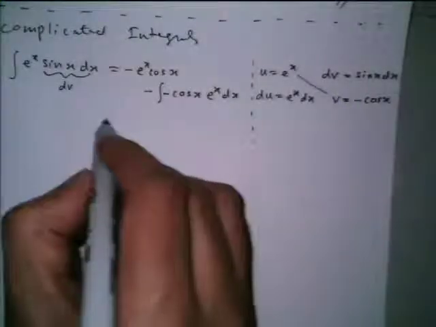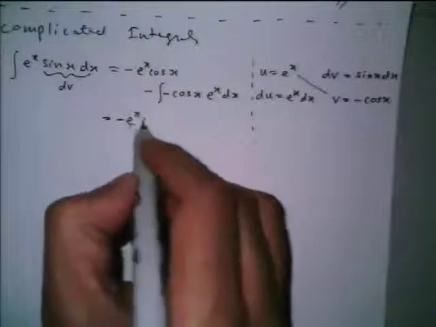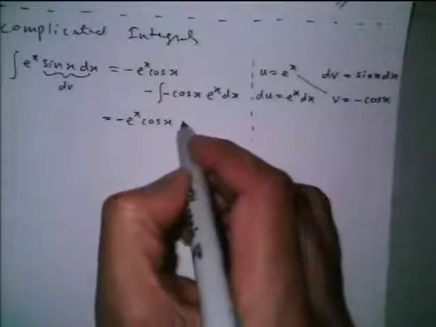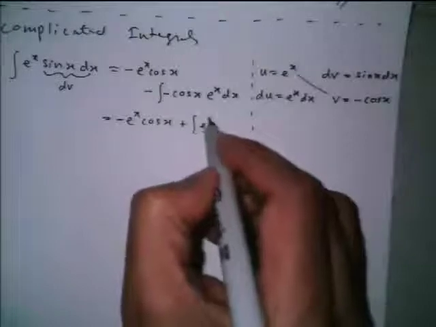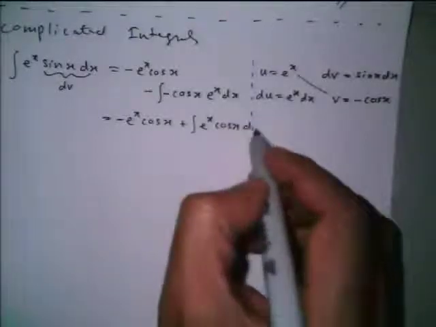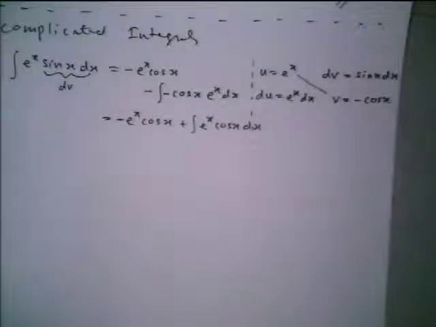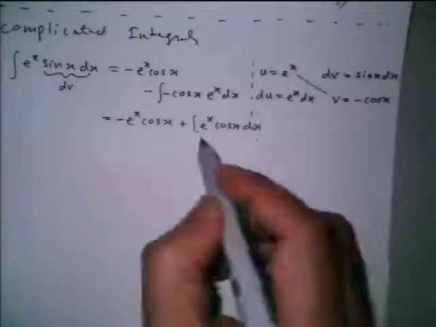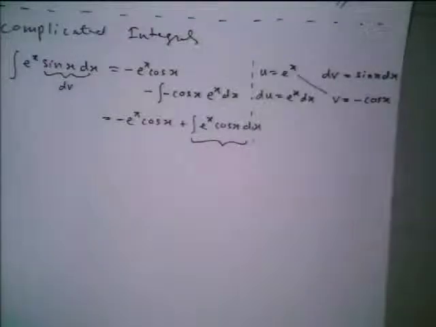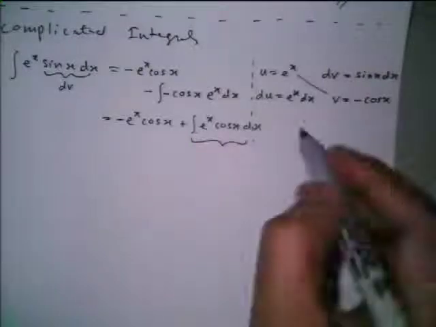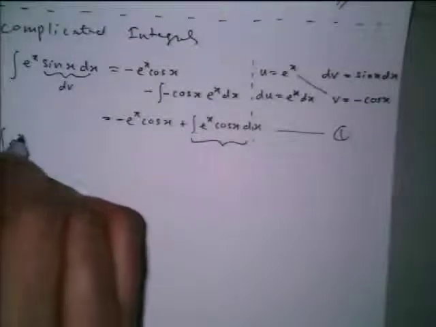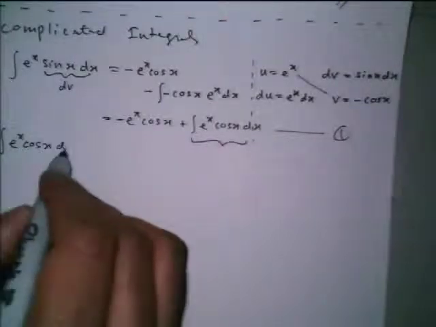If you rewrite it, what do you get? You have negative e to the x cosine x plus the integral of e to the x cosine x dx. So what really happened? You start with e to the x sine x. Now it gives you e to the x cos x. So what do you guess? Just do this again. I will call this equation 1 and try to do this again as a separate problem. So the integral of e to the x cosine x dx.